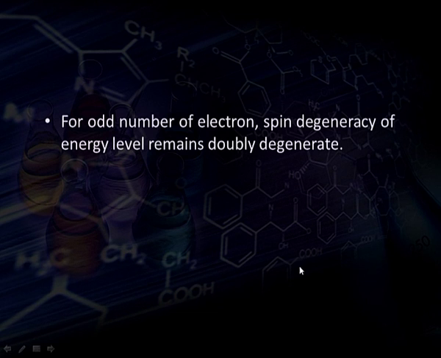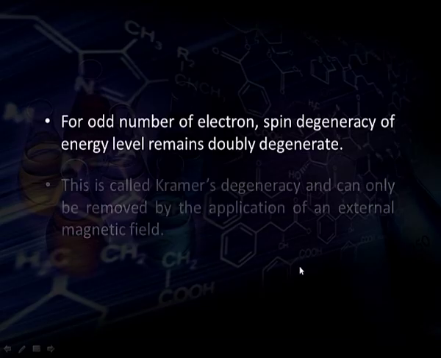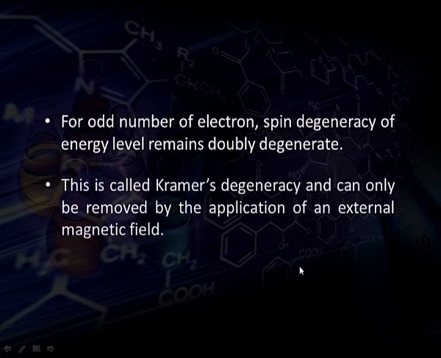But for an odd number of electrons, if we have 3 electrons or 5 electrons, any odd number, then what happens? The spin degeneracy of the energy level remains doubly degenerate. It does not resolve, or it is not destroyed, and this is called Kramer's degeneracy, and it can only be removed by the application of an external magnetic field. So, this was the difference between Kramer's degeneracy and zero field splitting.